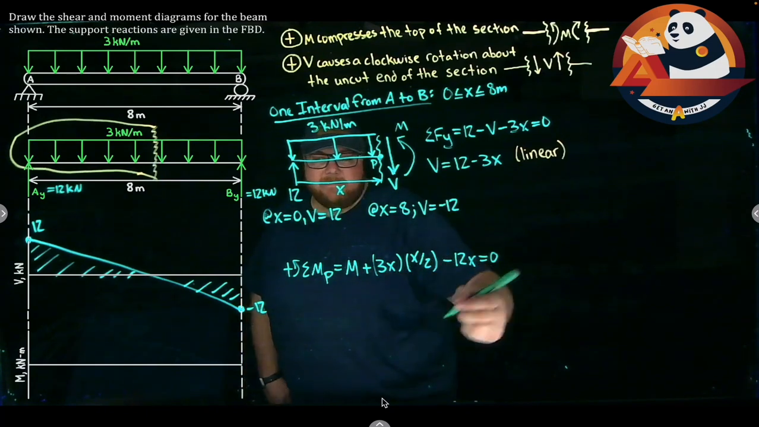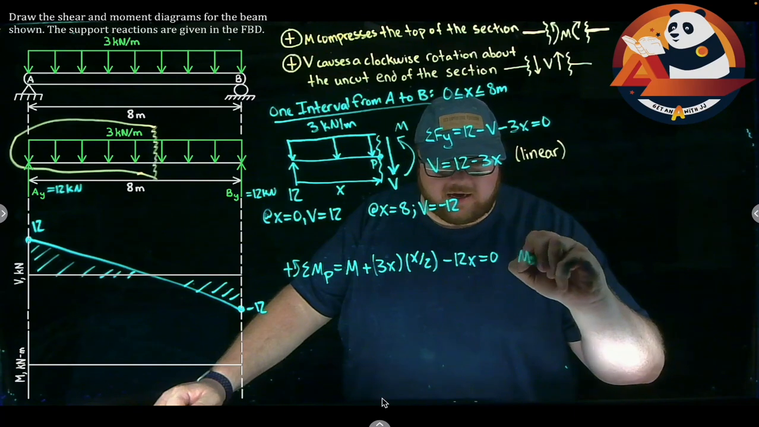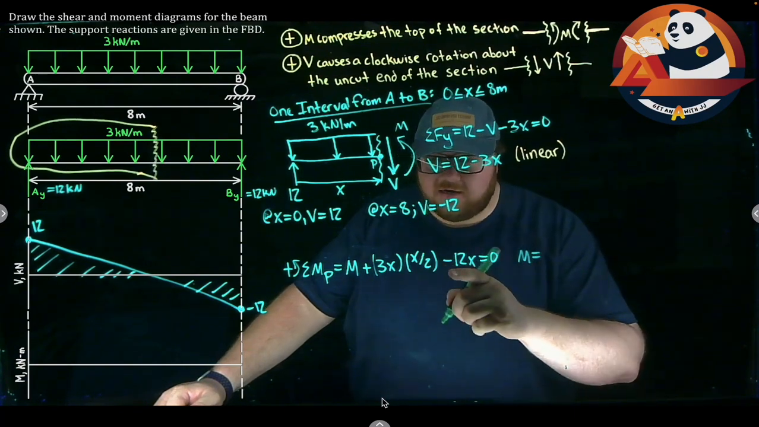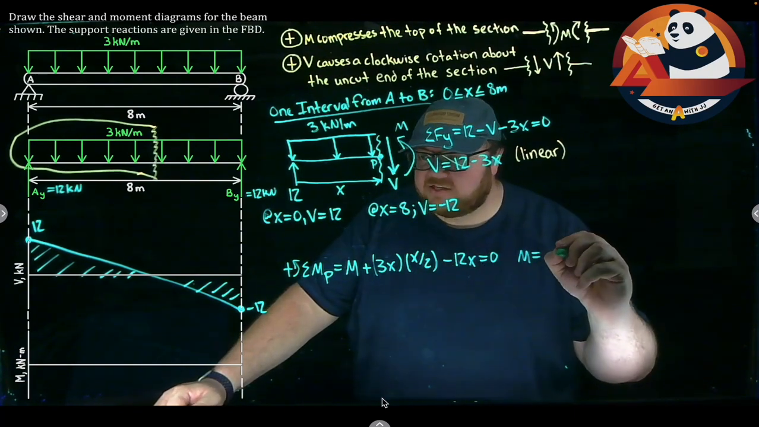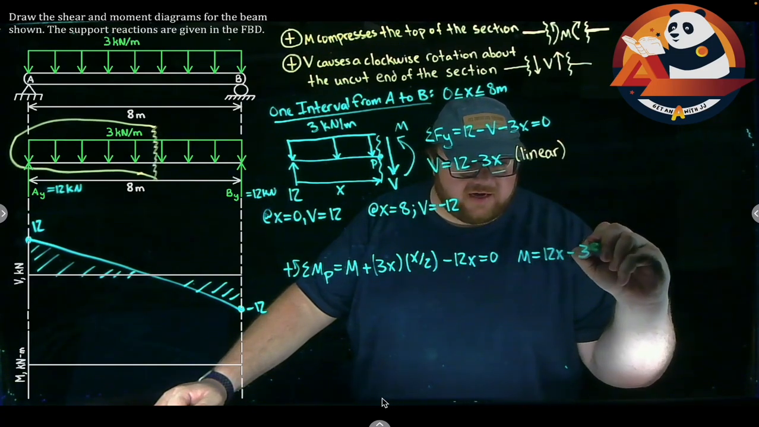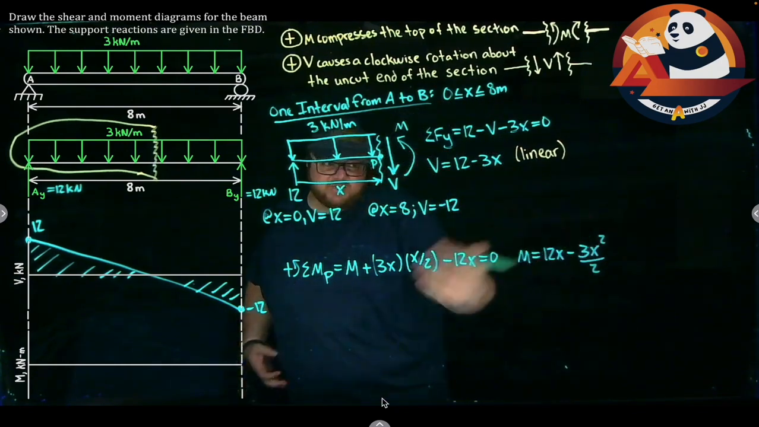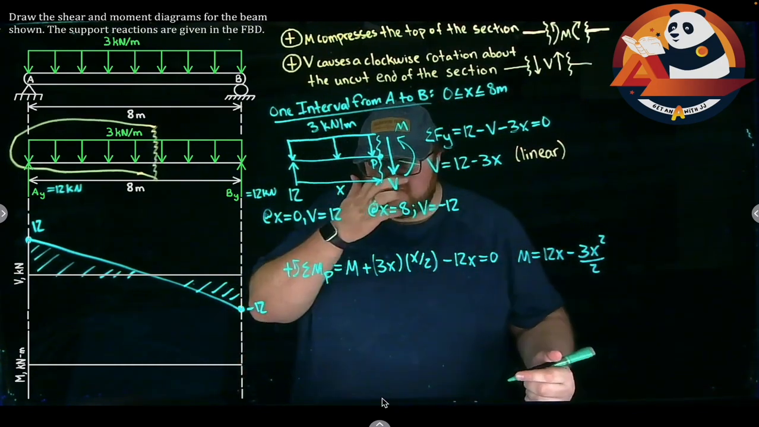Or solving for my moment, I'm going to get the equation M equals, moving everything to the other side, 12x minus 3x squared over 2, or minus 1.5 x squared, same thing.